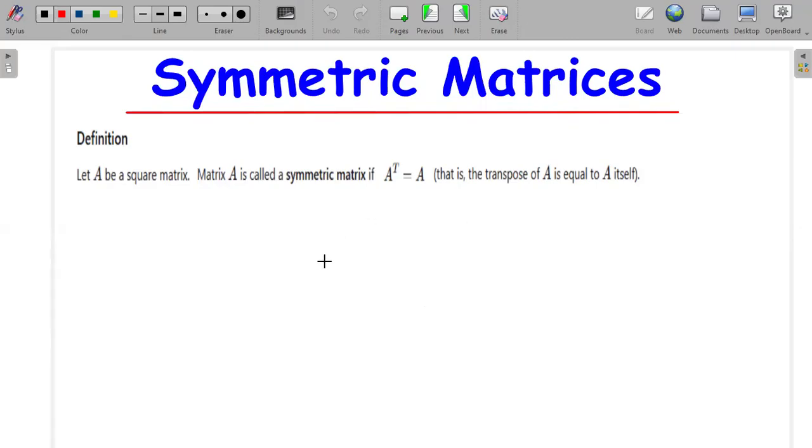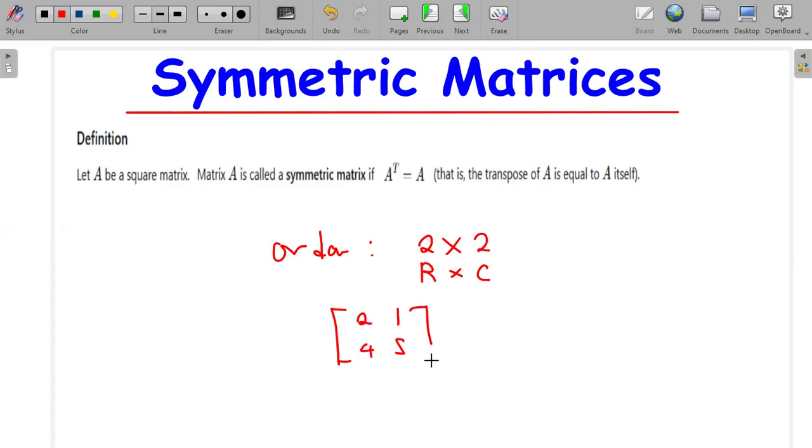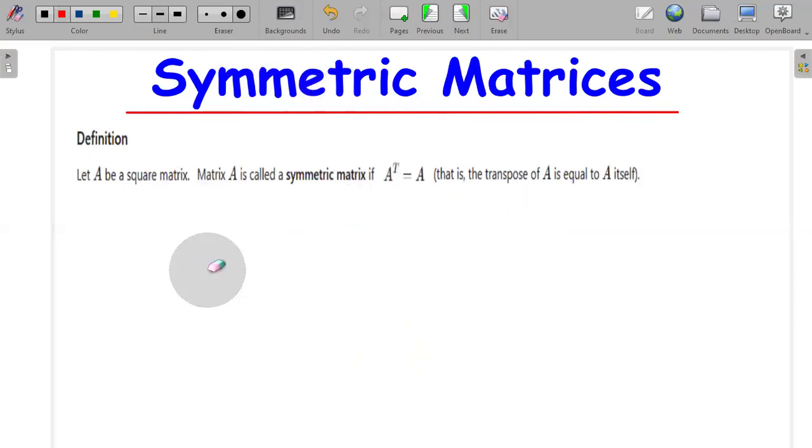A square matrix is simply a matrix that has an equal number of rows and columns. For example, if the order of the matrix is 2 by 2, we say that it is a square matrix, because the first number represents the rows and the other number represents the columns. If I write 2, 1, 4, 5, this is a square matrix because the number of rows, 1, 2, is the same as the number of columns, 1, 2.